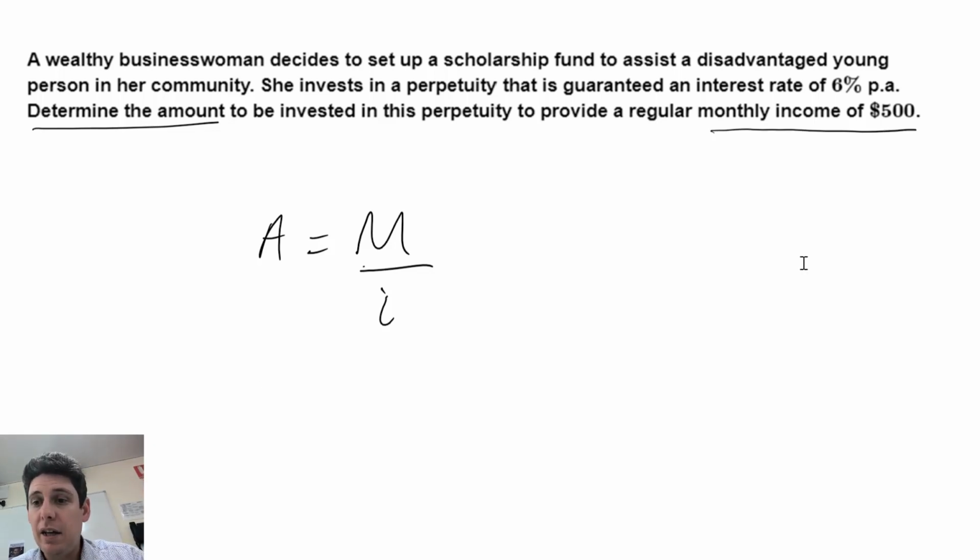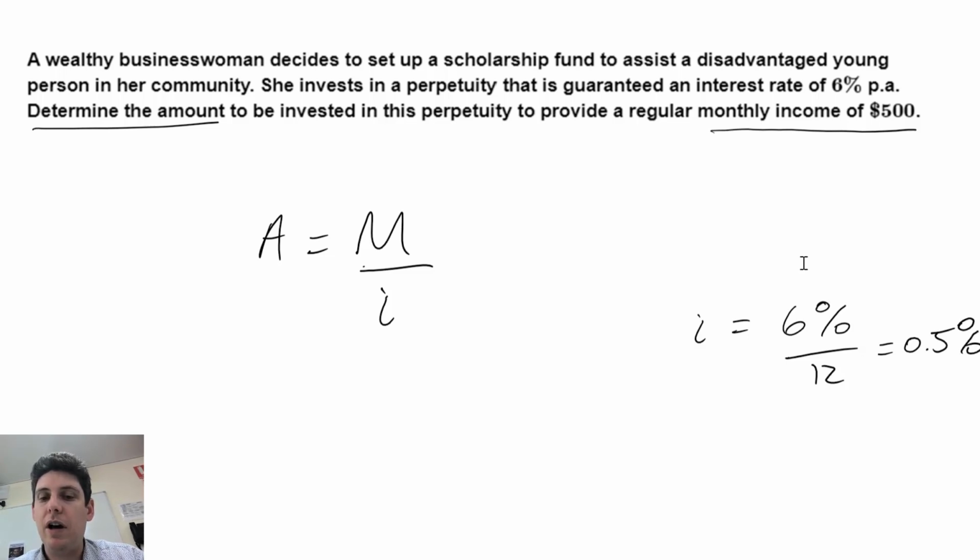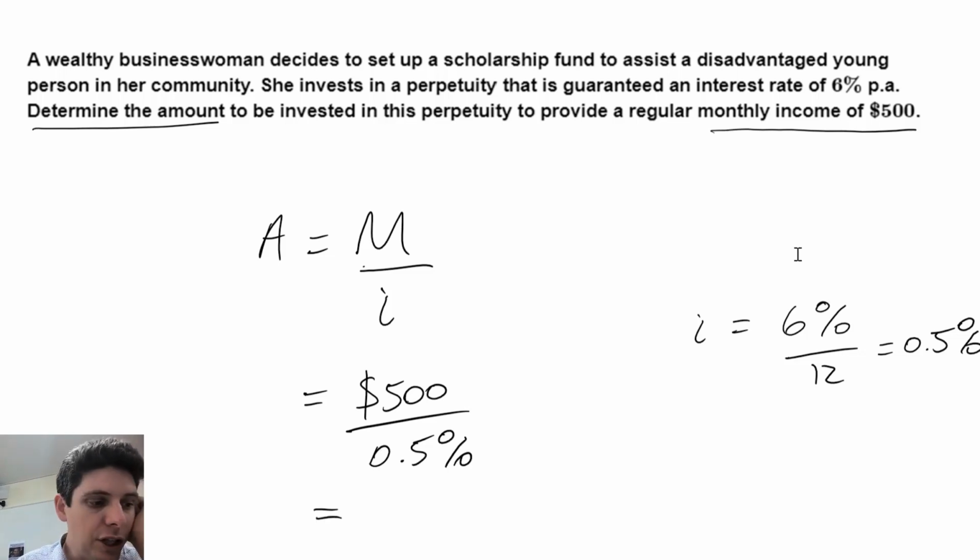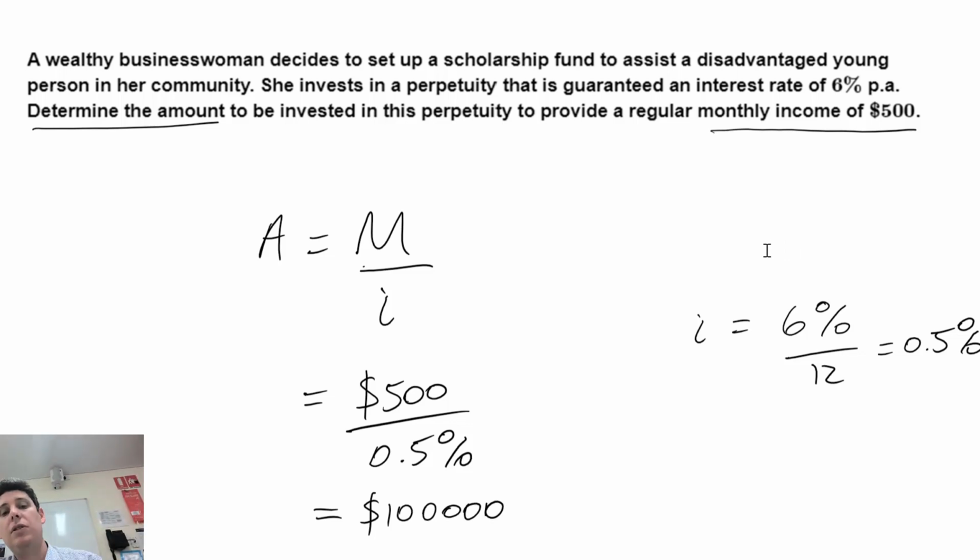So it's a monthly income, so we need a monthly rate. So I is 6% divided by 12. So the monthly rate is 0.5%. So we're doing $500 monthly payment divided by the monthly rate. So she needs to invest $100,000 lump sum into an account, and that's going to generate a monthly income of $500 for her scholarship indefinitely.